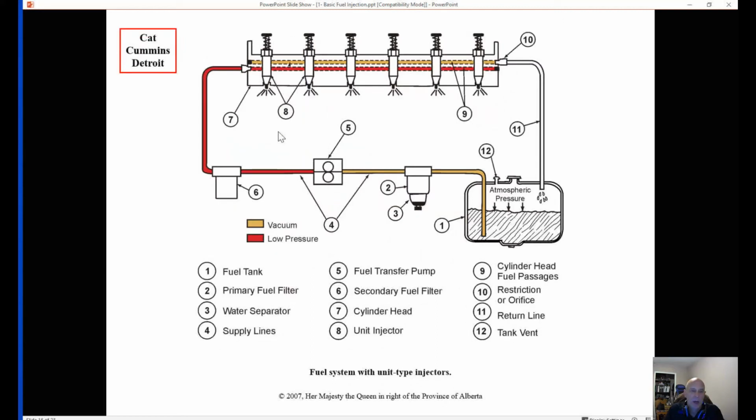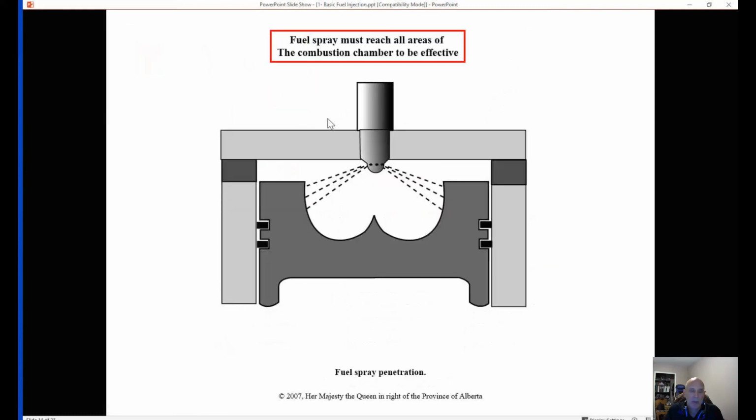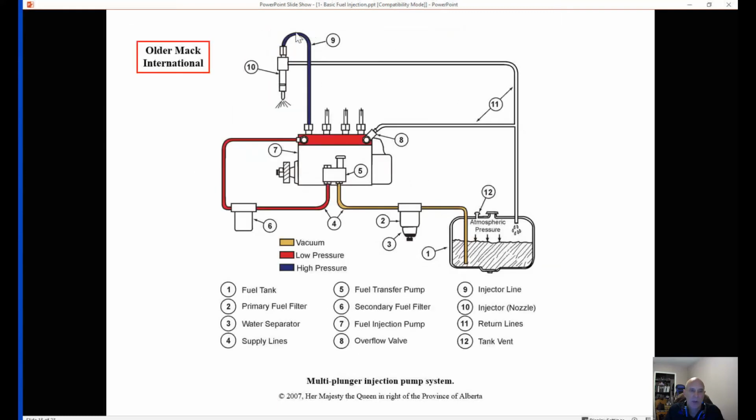We get some systems that are set up where all the injectors are in the head, and it's the plunger moving up and down that injects the fuel, compared to this one here, which uses a high pressure jumper line.